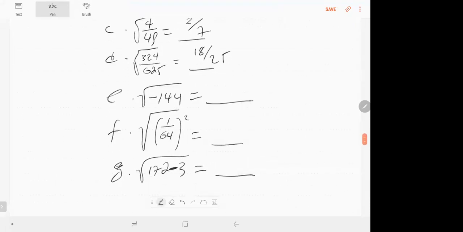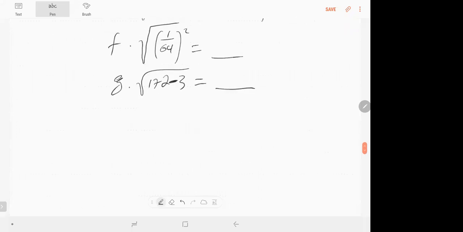Think over it. E, negative 12. Remember the definition: no answer. It is undefined. The radicand cannot be a negative number in the case of a square root, so it is undefined or no answer. You can say there is no solution for this case, so it is an undefined expression.